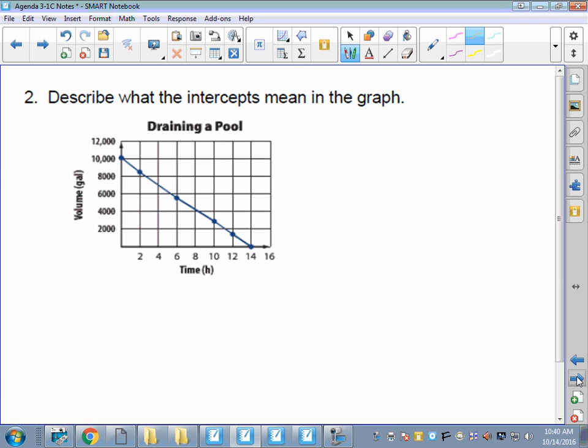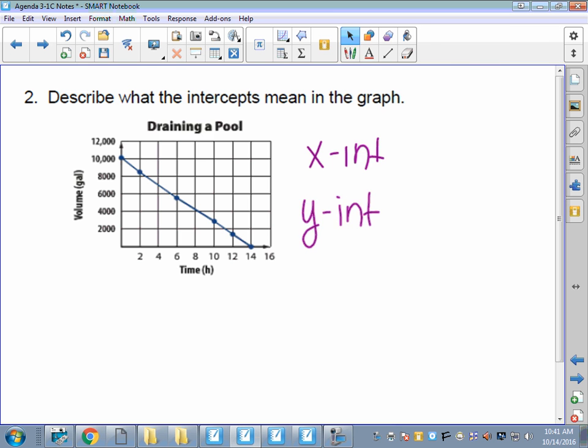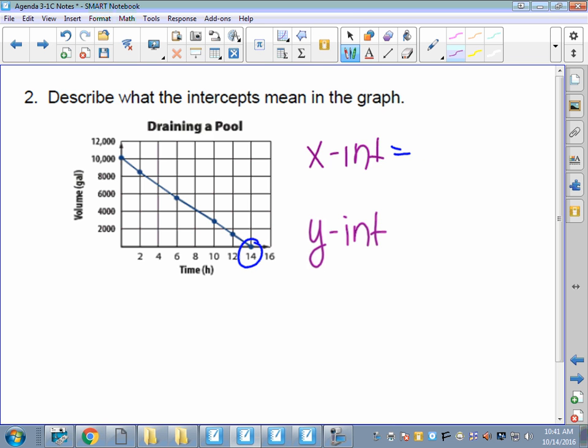So for example, number 2, it says determine or describe what the intercepts mean. Notice the title of the graph is draining a pool. My first question is, what is the x-intercept and the y-intercept? So the x-intercept on the x-axis looks like 14. The y-intercept on the y-axis looks like 10,000. That's the easy part. Now let's describe what that means.